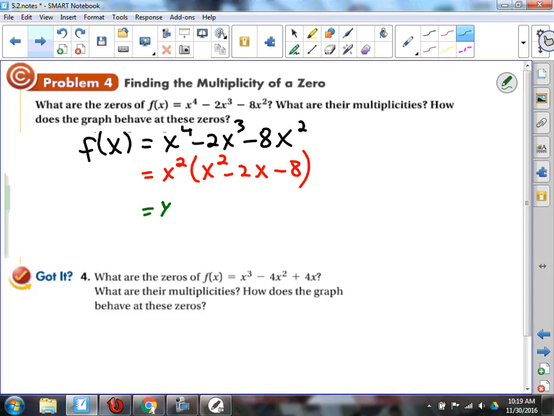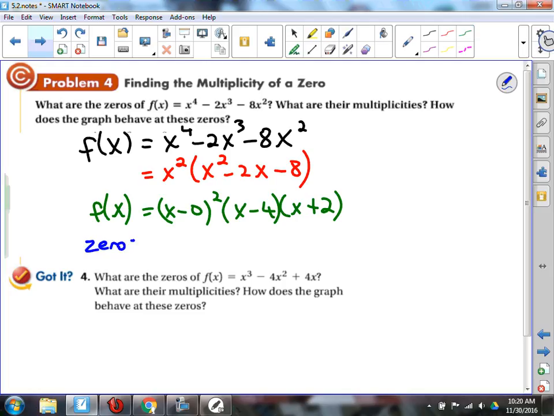This would be x squared. If you'd rather, (x minus 0) quantity squared. Maybe that's going to make that more clear for you. Times the quantity x minus 4 times the quantity x plus 2. Okay, so that's what f of x equals. The question asks, what are the zeros? So here we go. The zeros are 0, 4, and negative 2.